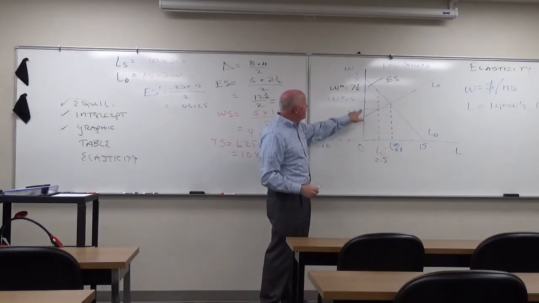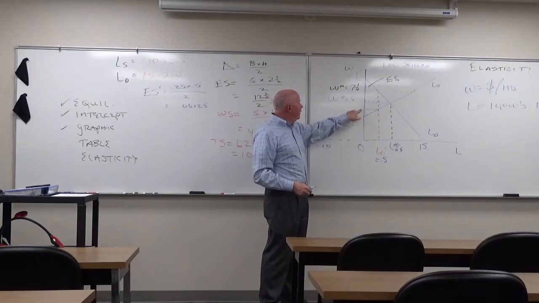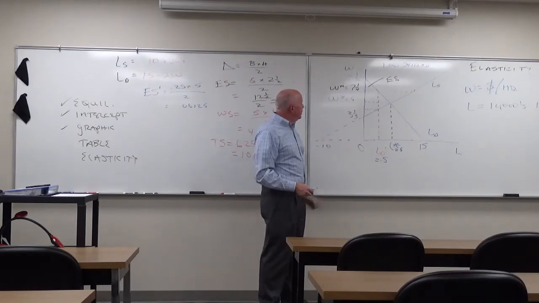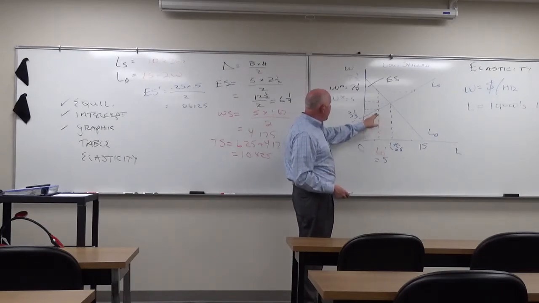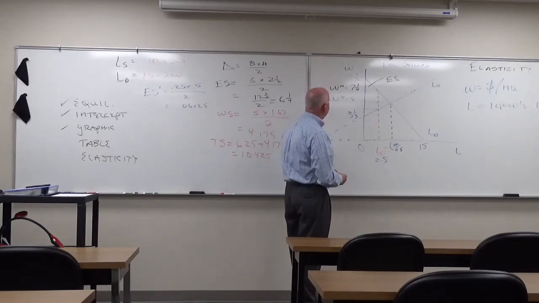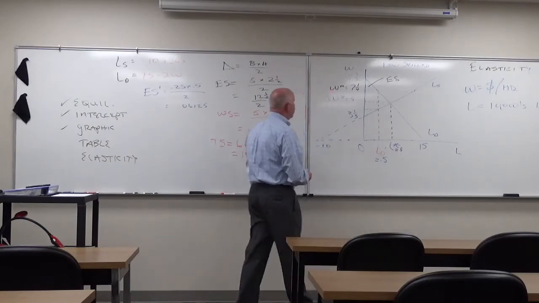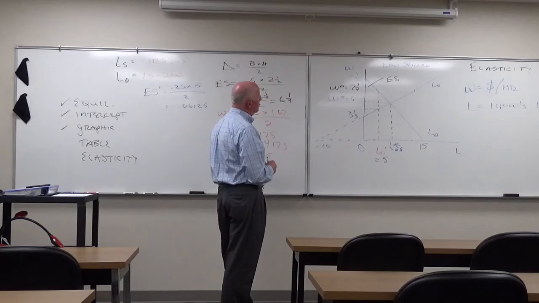To do that, I need to find this point. Well, how do I find this point? Well, I know that we've got, on the labor supply relation, some number. I know we've got some wage number. So I want to think about this. How do I find that point?